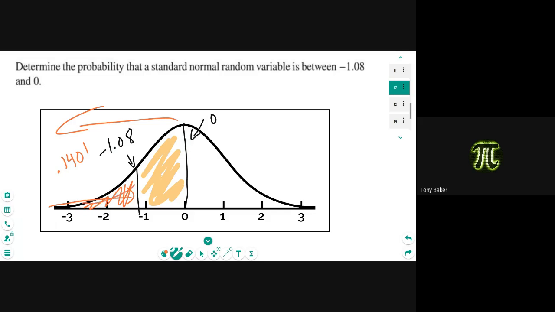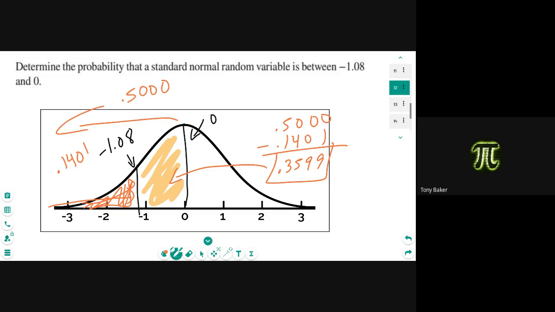So I know that that part right there is the 0.1401, but I want this piece in here. I know that that whole side is 0.5. So I subtract, and I get 0.3599. So that is that part right there. Why is it not negative? You're subtracting 0.1401, not negative 0.1401.